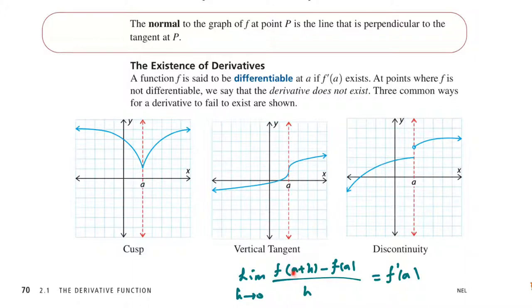If this limit is infinity, which means the slope of the tangent line at a is undefined, or the tangent line is vertical, the derivative does not exist.